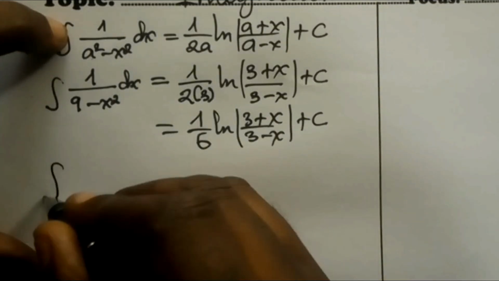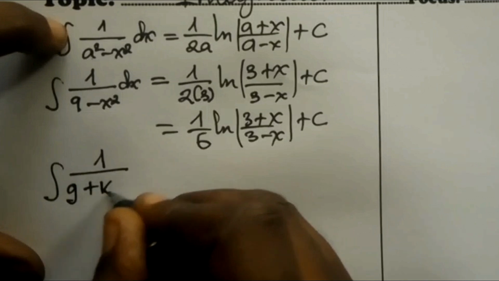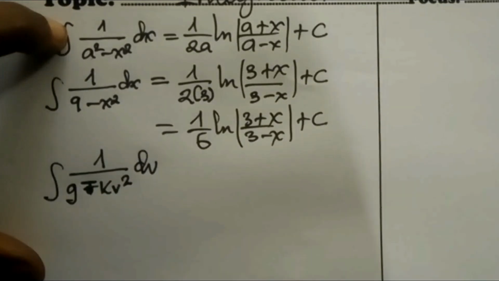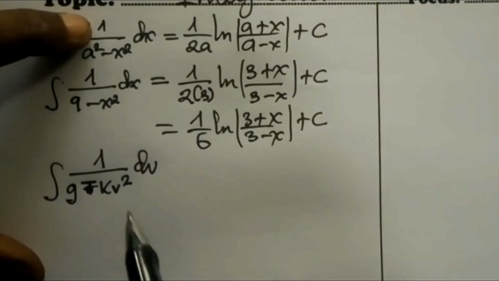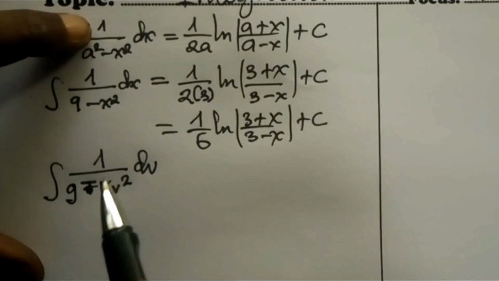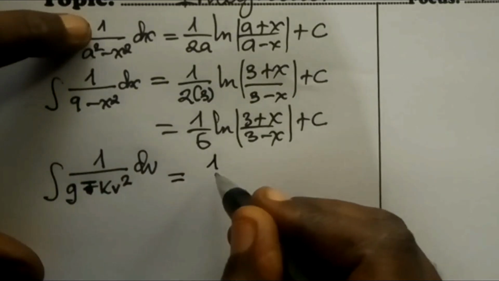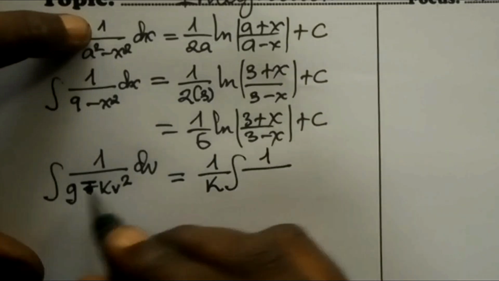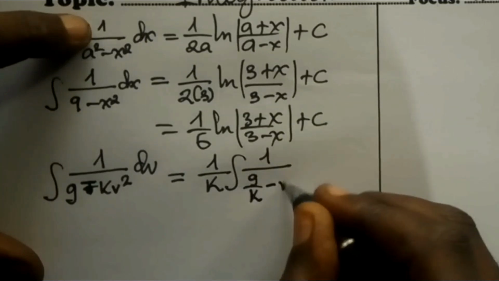You have, for instance, integral of 1 all over g plus kv minus kv squared dv. At some point when you are modeling with differential equations, you can come across an integral that looks like this. For you to do this integral using the standard formula, you first make sure the coefficient of v squared is unity, which is 1. And I will do that by simply factorizing k. So I will write 1 all over k, which I'm factorizing, then integral of 1 all over, I divide every term at the denominator by k, which gives me g over k minus v squared dv.